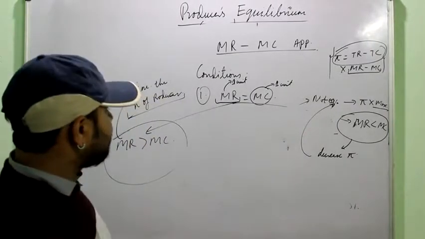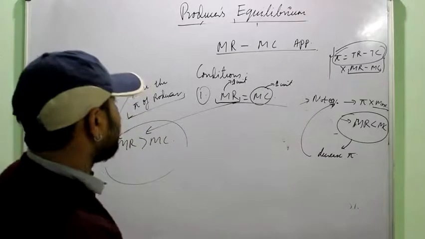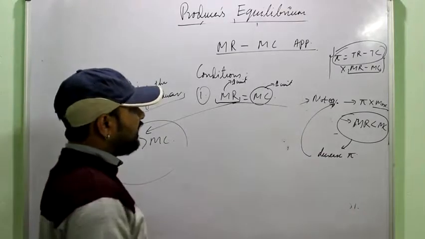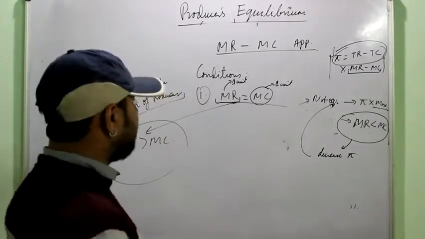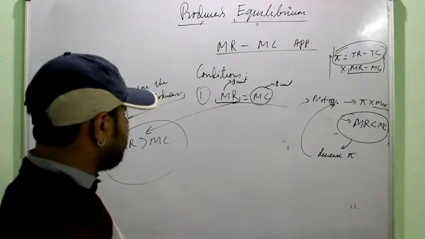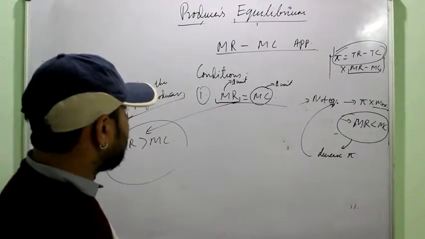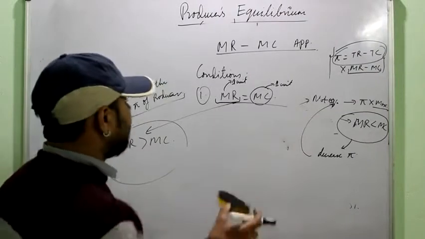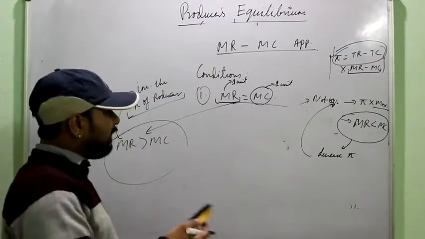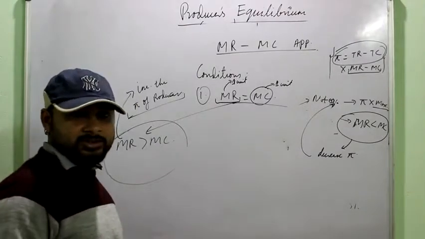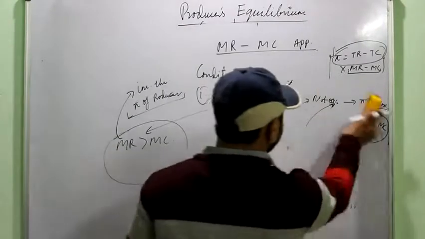So this condition is very often asked in the exams. It can be asked in the direct manner also: explain the condition of producer equilibrium, or explain why it is necessary for the producer to be at a point where MR and MC are equal. Or you can say, why is the equality between MR and MC required to establish the producer equilibrium? All would have the same answer.